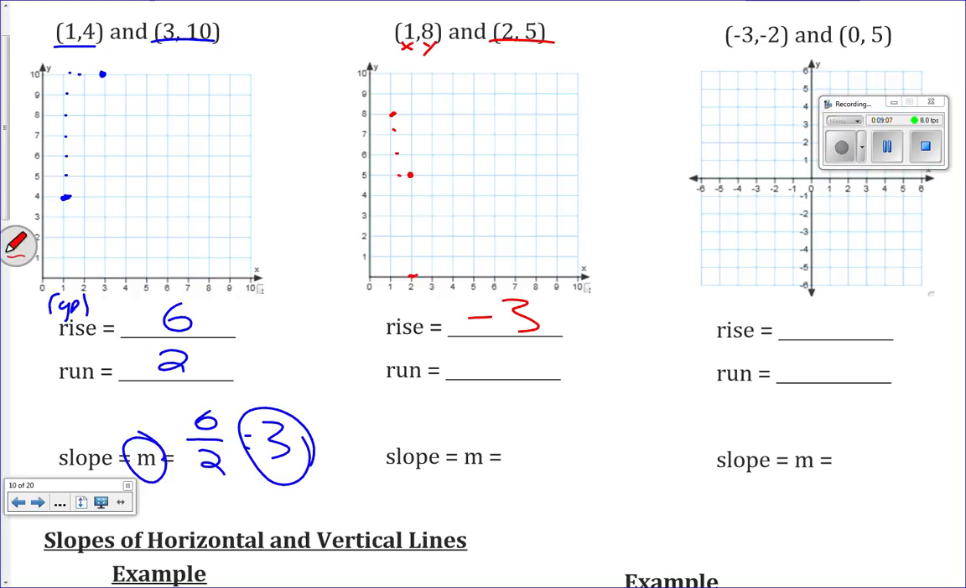How far did I run? Well, I started at 1 and I went over to 2. So that's just 1. So my slope, or my m, is going to be the rise divided by the run. Well, negative 3 over 1 is just negative 3. Okay, I know it says slope equals m down there. We're going to talk more about that tomorrow. Just know that slope and m are the same thing.